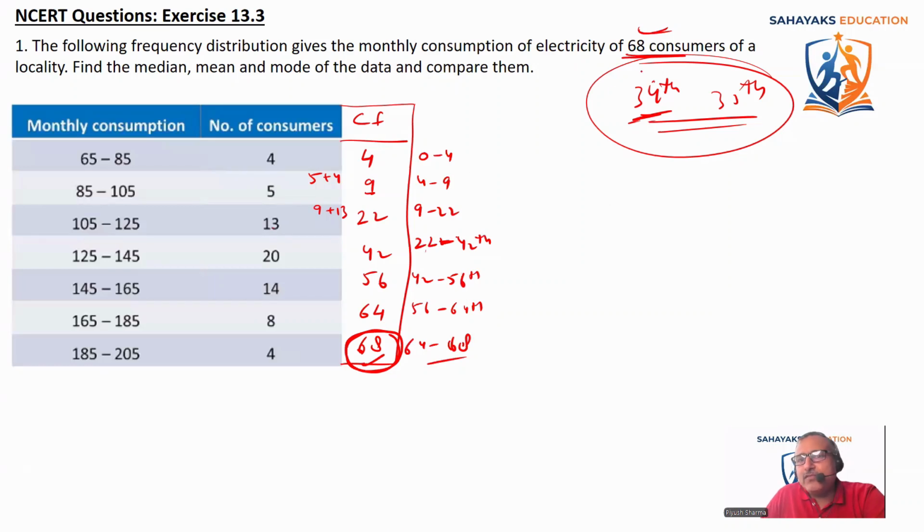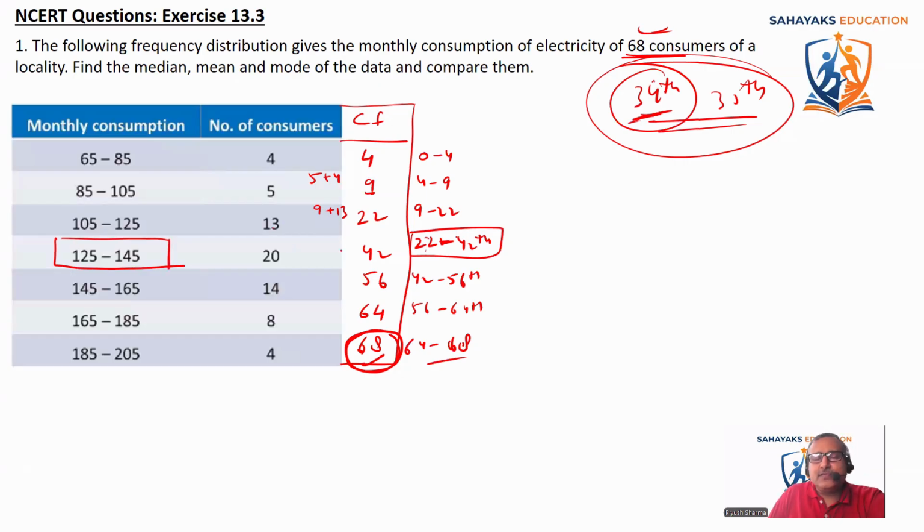So now we are looking for the 34th value. The 34th value will lie between the 22nd and 42nd value. So this becomes your median class. The identification of the median class is the most important thing. If you are able to identify the median class, 90% of the work is done.